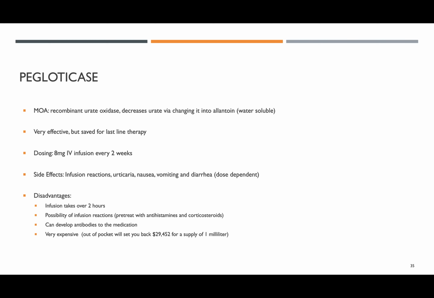It's not without its reactions either. You can have infusion reactions, allergic reactions, nausea, vomiting, diarrhea is dose dependent. The infusion itself takes a couple hours, so that really sets you back to be in an infusion center for that. And over time of getting repeated pegloticase, you can make antibodies to it, which make the medication not work. But those are our urate agents.